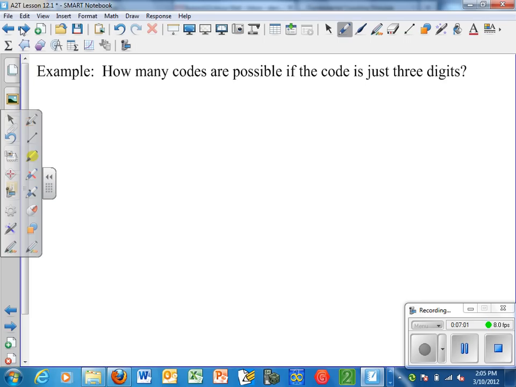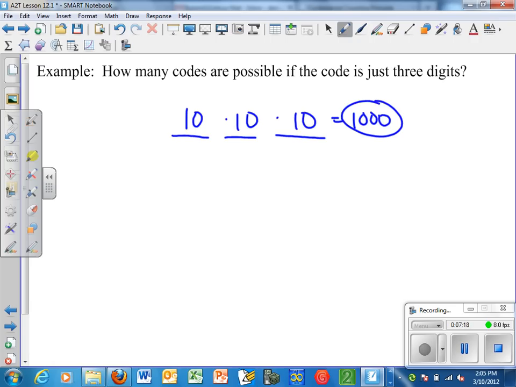Let's say we had 3 digits, and it doesn't say anything about you can't have repeated digits, so that would be 10 times 10 times 10, or 1,000.